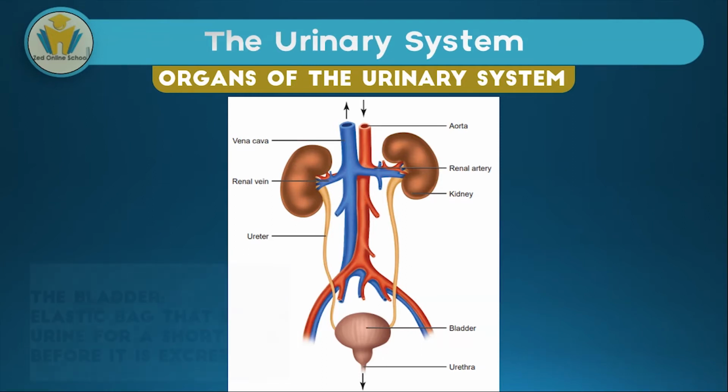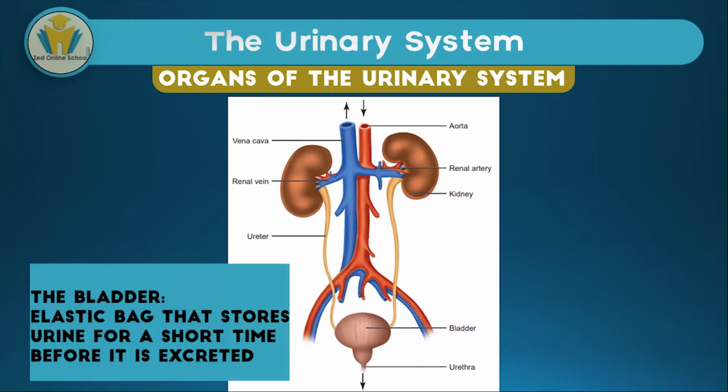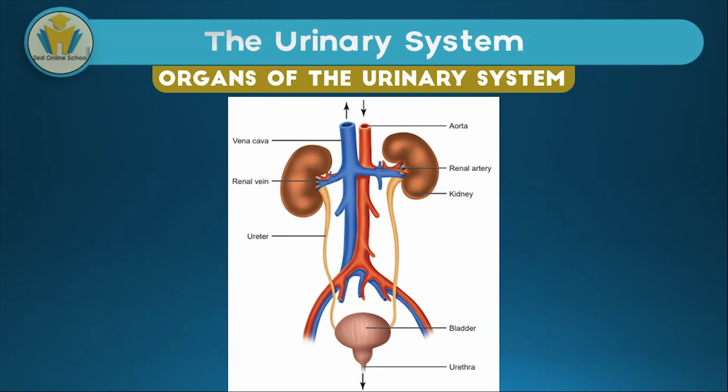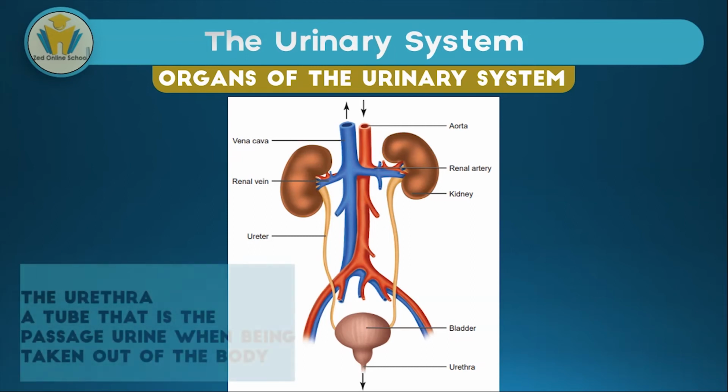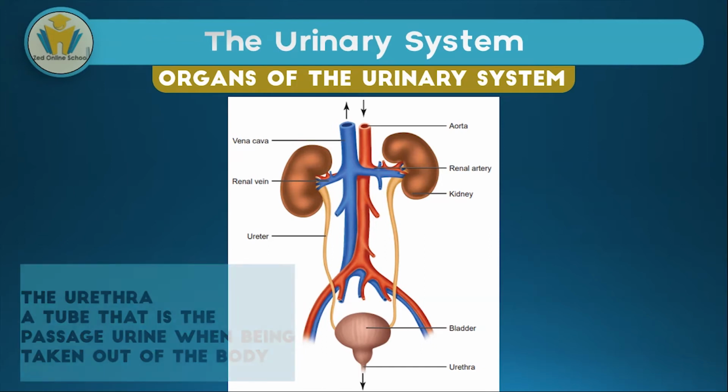Like we said, the bladder is that organ that stores the urine after it has been made in the kidneys. This is an elastic organ and therefore it's able sometimes to hold up to 2 cups of urine. The urethra is another part of the urinary system. This is the passage through which urine gets excreted out of the body.